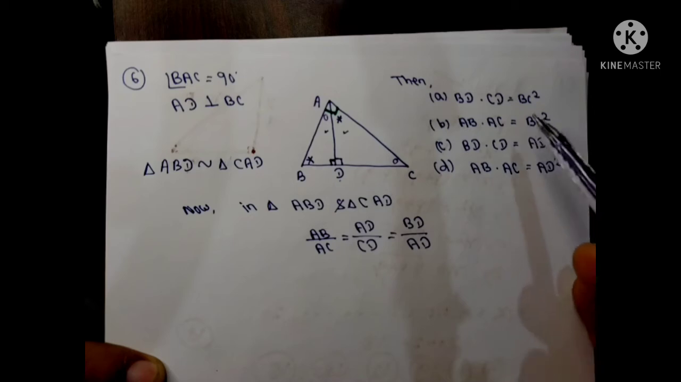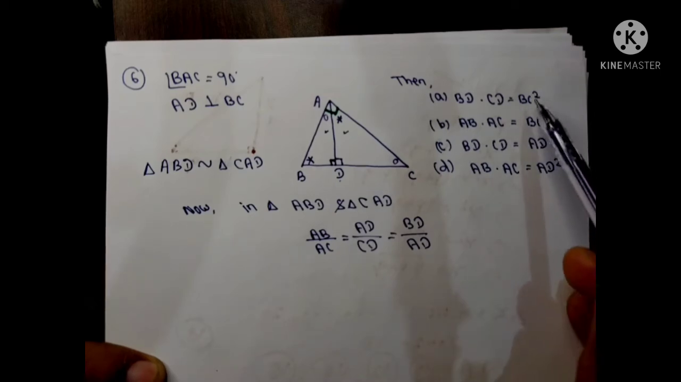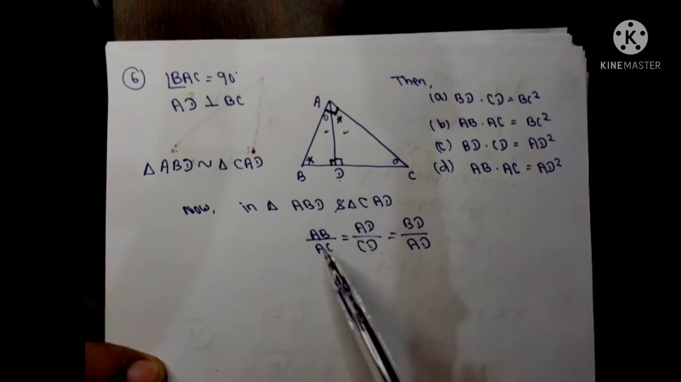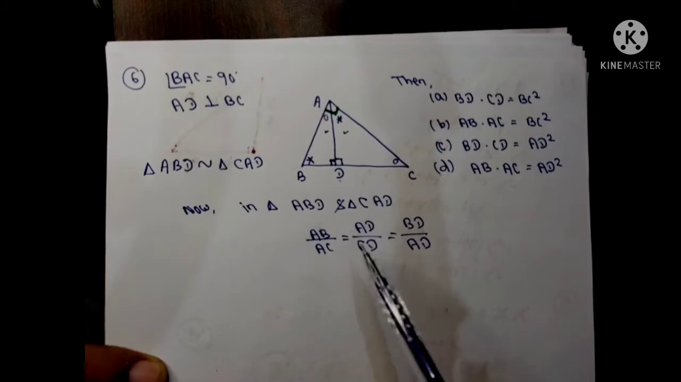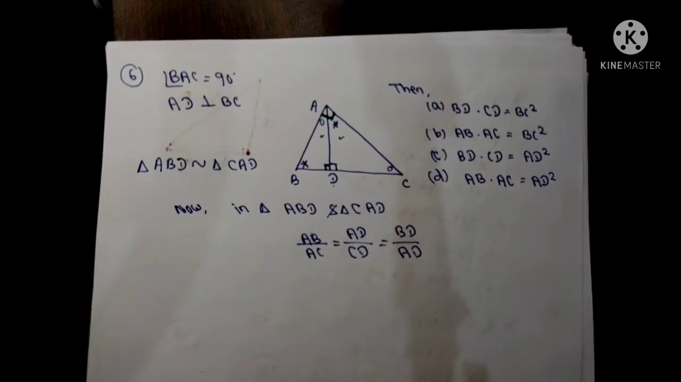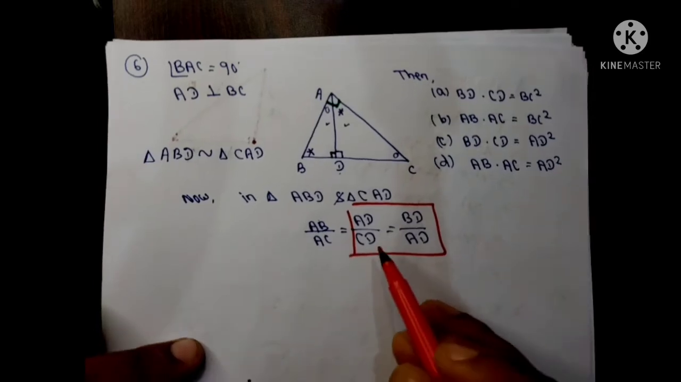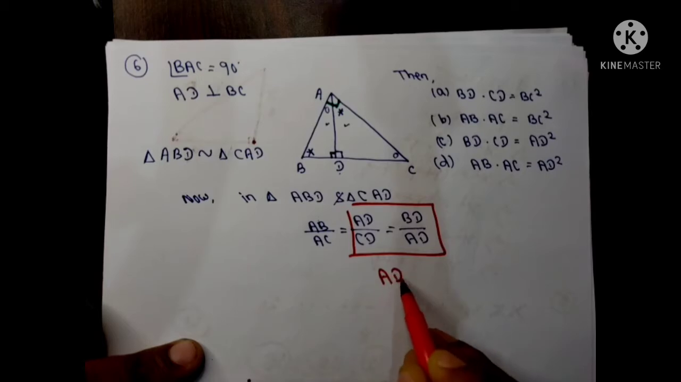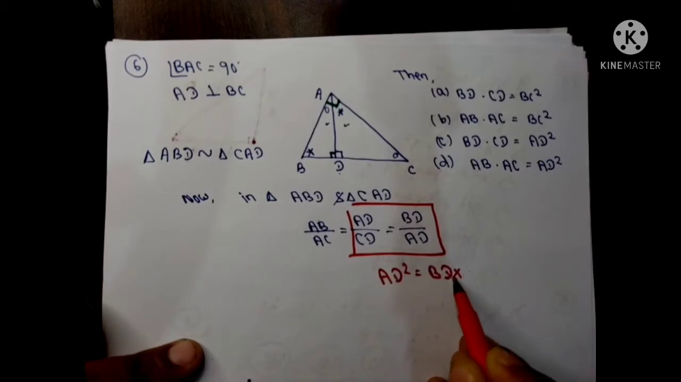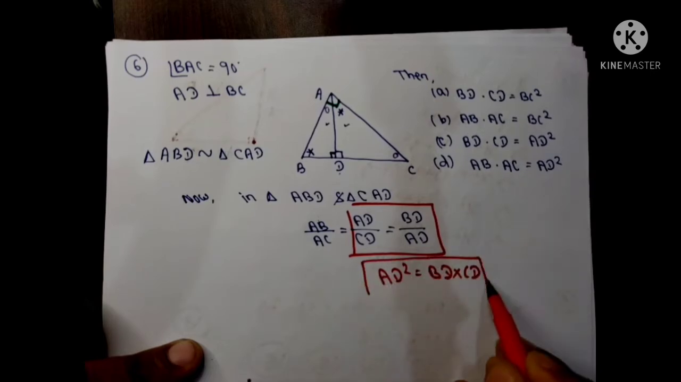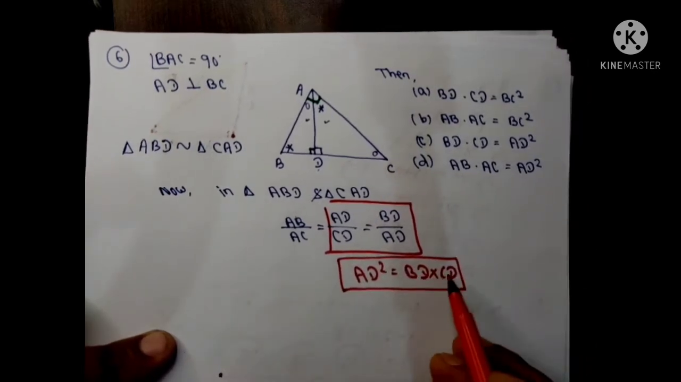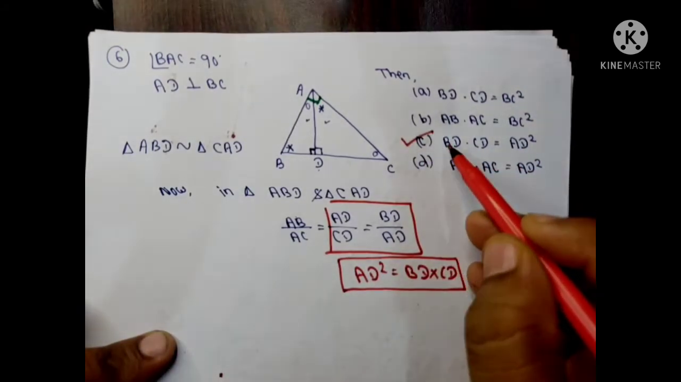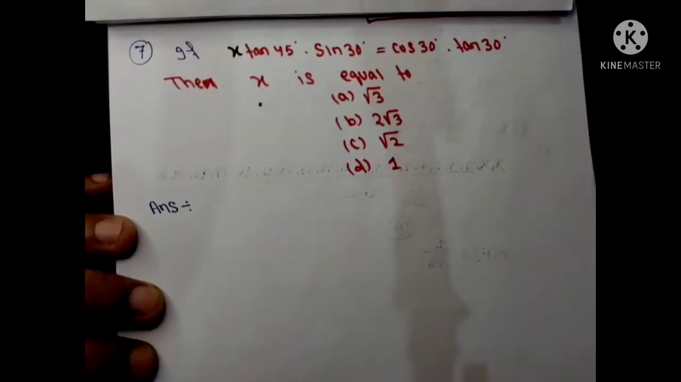Now look at the RHS of all the options. Here there is BC square and AD square, but if I compare these first two, no BC square or no AD square. But if you compare the second with the third, then you will get AD into AD, that is AD square is equal to BD into CD. So AD square is equal to BD into CD, which is your answer. So BD into CD is equal to AD square, that is option C is your answer. Now look at question number 7.